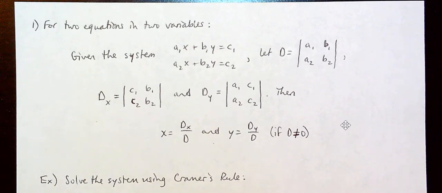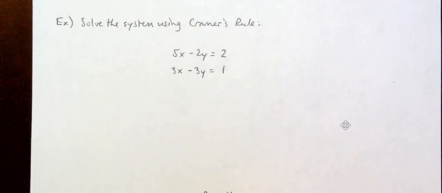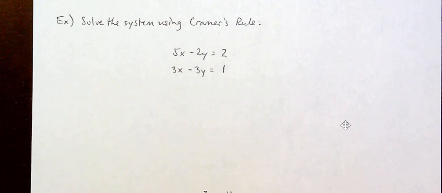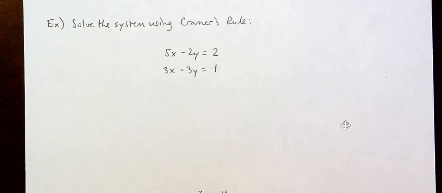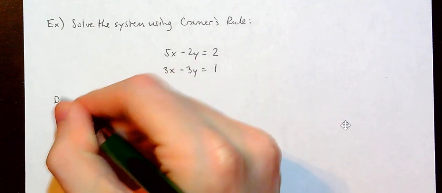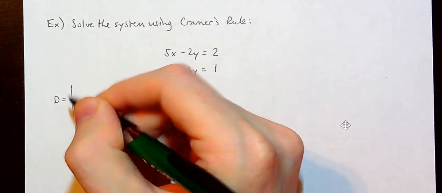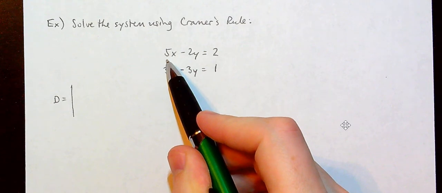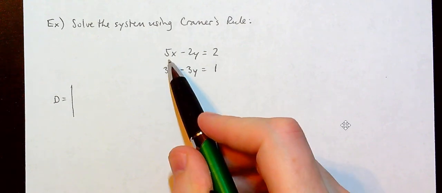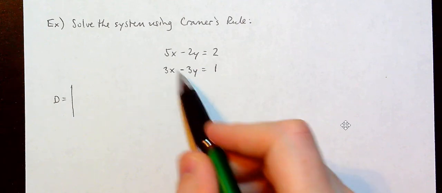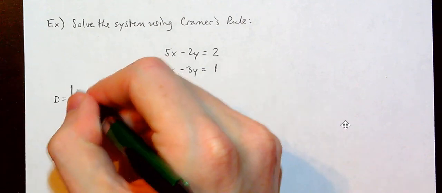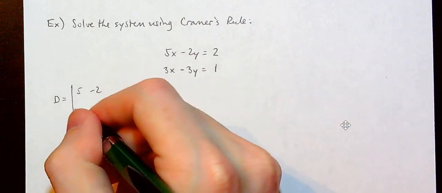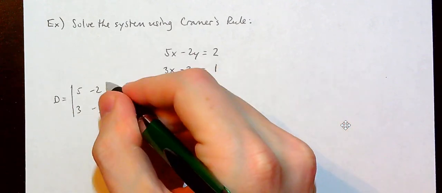So we're going to solve a couple sample problems using Cramer's Rule here. First one, 5x minus 2y equals 2, and 3x minus 3y is equal to a positive 1. We need to find some determinants of some matrices. D is again the determinant of the 2 by 2 matrix with coefficients being the numbers on the x's and y's. So 5, negative 2, 3, and negative 3.